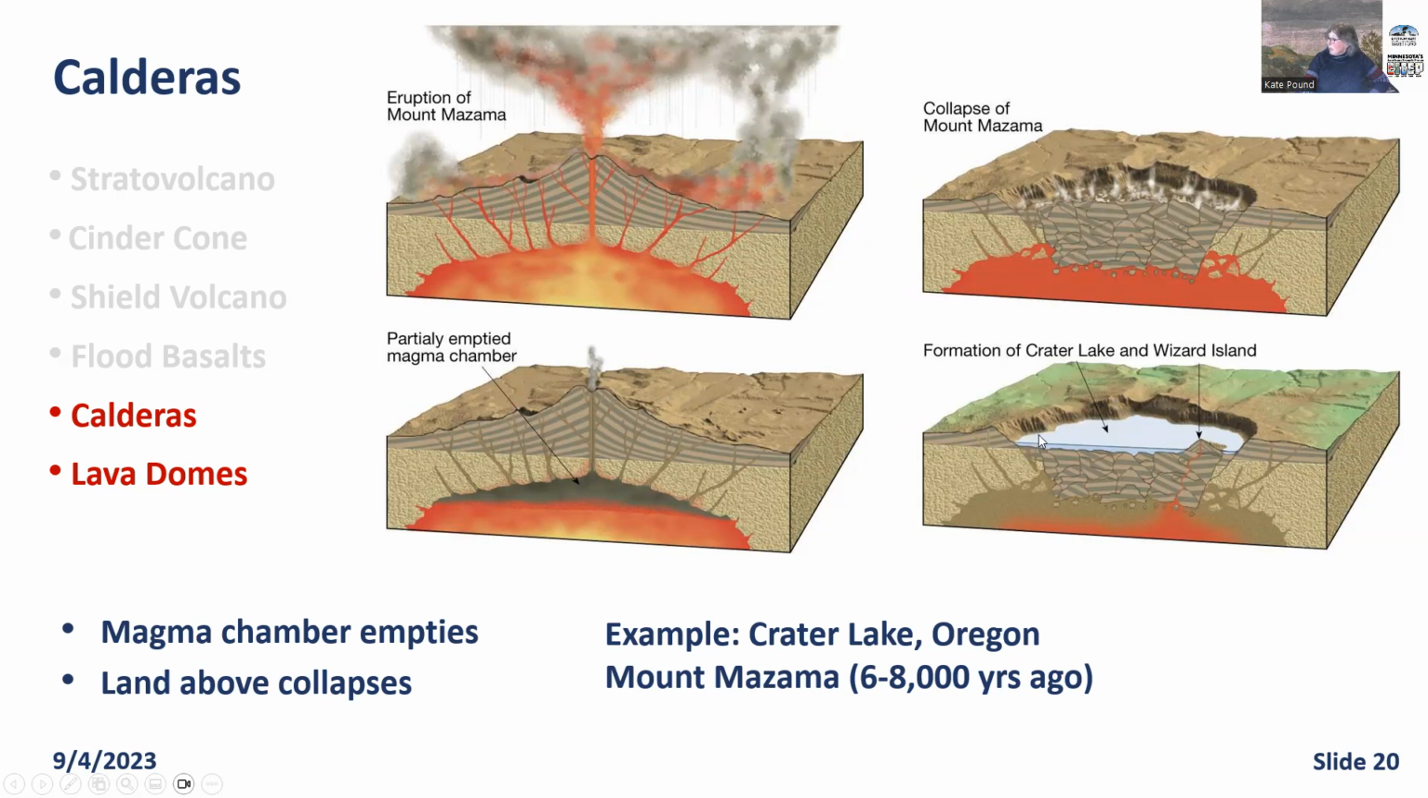But goodness me, what happens? Magma is persistent. It starts finding its way up through everything, and it starts making a little lava dome. So at Crater Lake in Oregon, this is called Wizard Island.